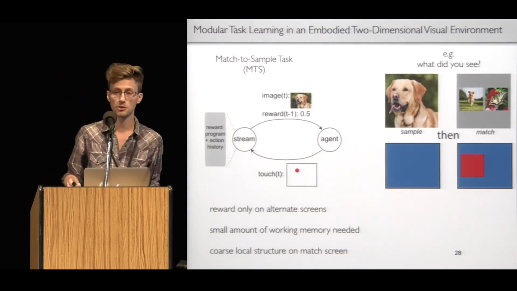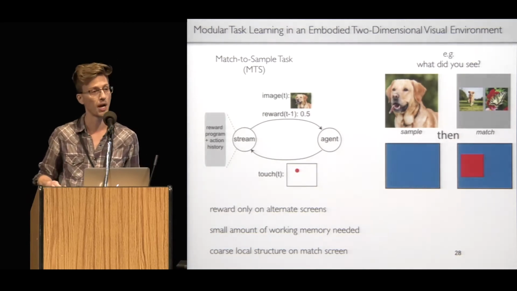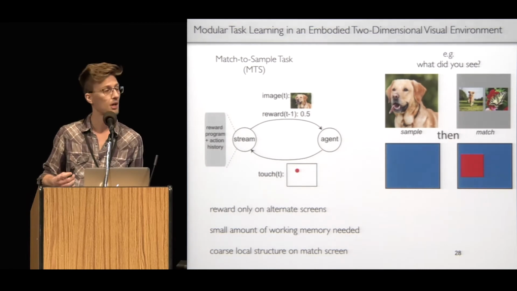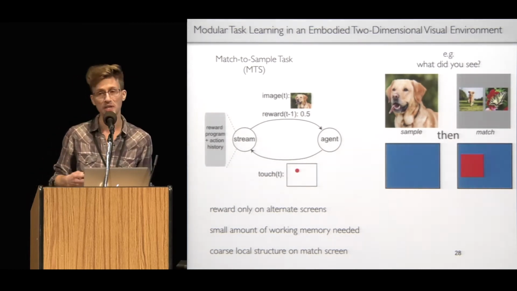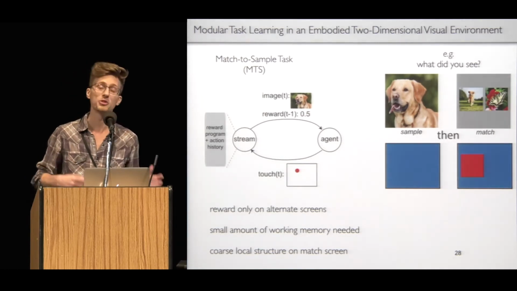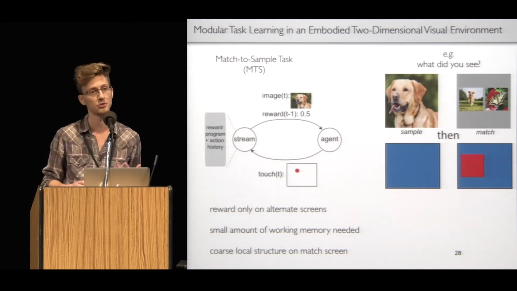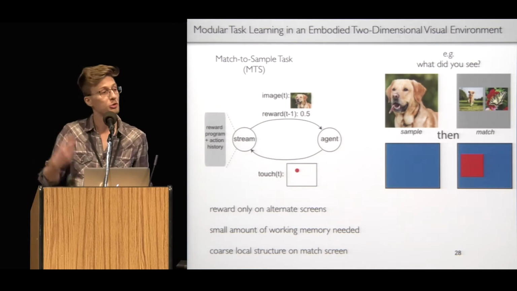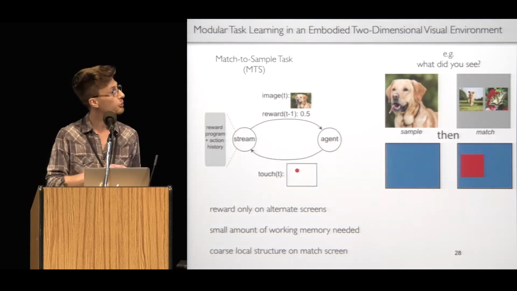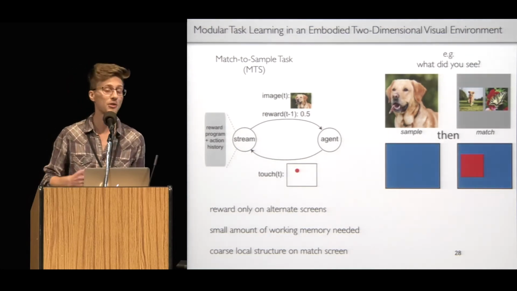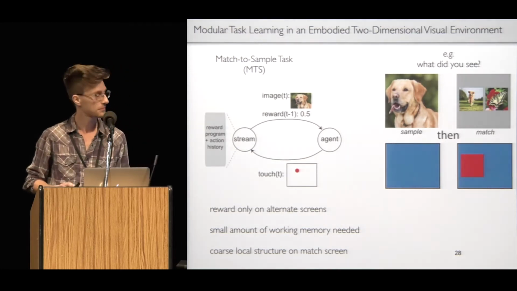Another classification analog is going to be the match to sample paradigm. We chose this one because it's a good test of the model's working memory and its understanding of local image structure. So here, the agent first sees a sample screen, which tells it what the correct class is for this trial. Without being rewarded, it then advances to the match screen, showing one or more distractor classes. To be rewarded, the agent must first recall the class from the sample screen, then find that class's box on the match screen and poke inside it.